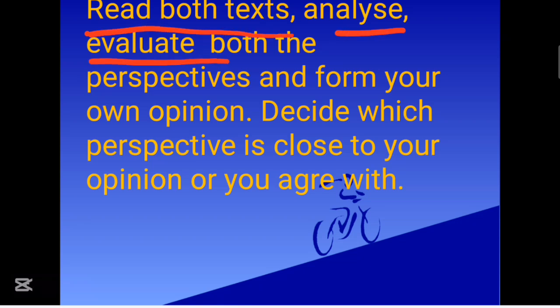Now we have discussed the difference between analysis and evaluation. Analysis is when you read a text, you just analyze why the writer has used this word, why the writer has used this phrase, why the writer is using this specific word. You do not give your own opinion on whether this is correct or not. When you evaluate, you give your own opinion, and you tell whether anything that the person is writing is, in your opinion, correct or not. You judge that. That is evaluation.